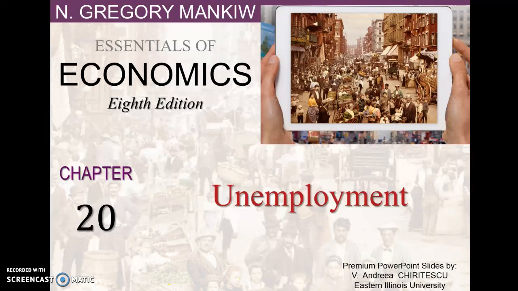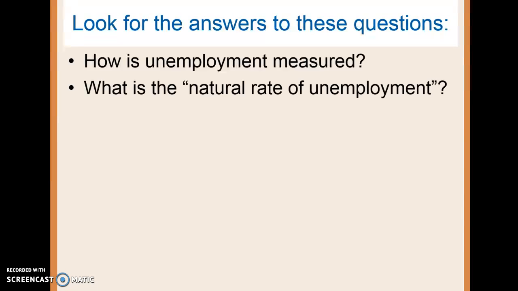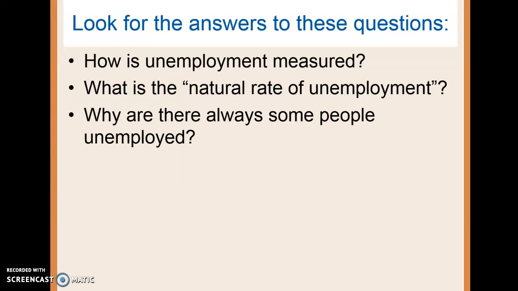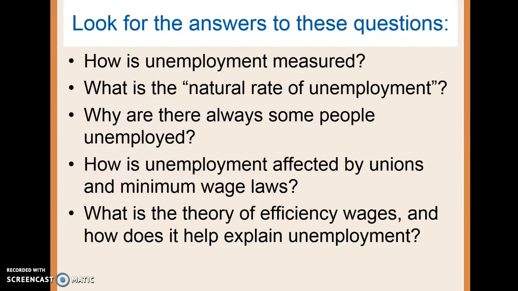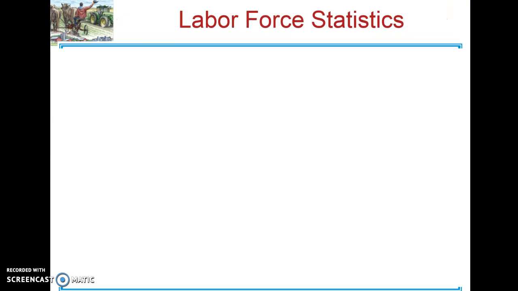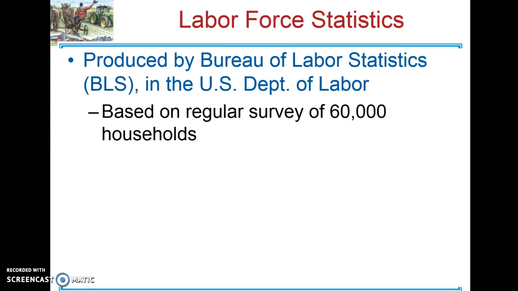This chapter is called Unemployment. In this chapter, look for the answers to how is unemployment measured, what is the natural rate of unemployment, why are there always some people that are unemployed, how is unemployment affected by unions and minimum wage laws, and what is the theory of efficiency wages, and how does it help to explain unemployment.